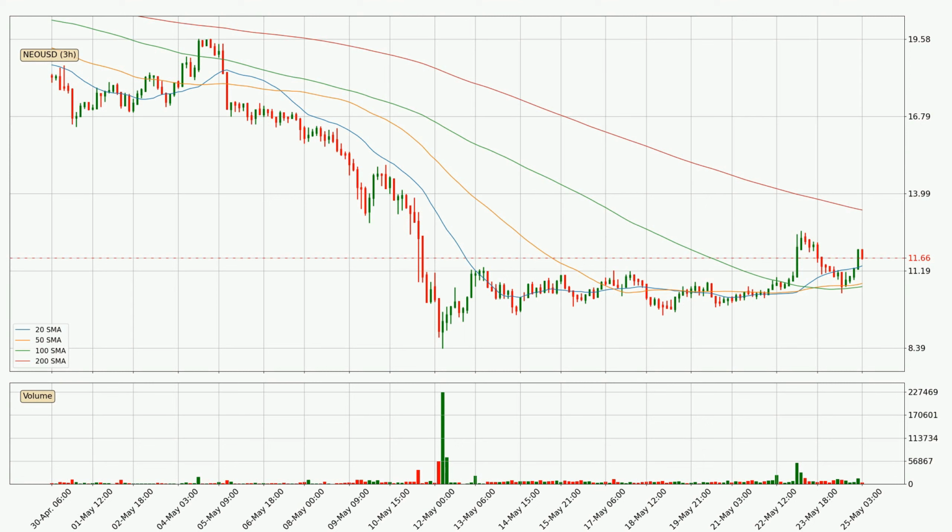If the price bounces off the 20 SMA, which is currently at 11.4, it could be seen as a support, and the 200 SMA that is at 13.4 could be seen as a resistance to the upside. Breaking either way signals a possible further move to the corresponding direction.